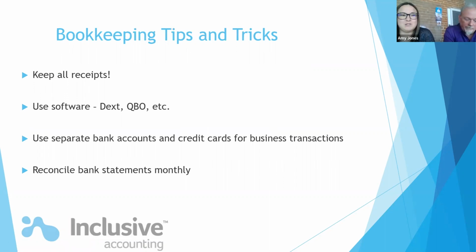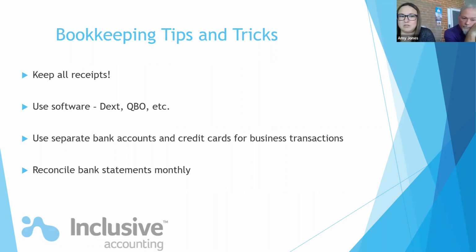Perfect. So next one is the bookkeeping tips and tricks. So our biggest thing is keep all receipts. So all receipts you should have, whether that is organizing it by month or organizing it by year, that's going to be kind of up to you and how you want to organize them, but make sure you have all your receipts in case CRA comes and asks you questions, audits you. You have all the documentation to support everything.